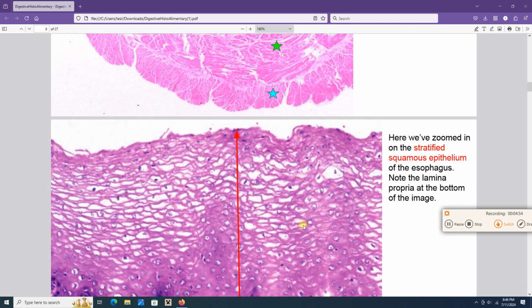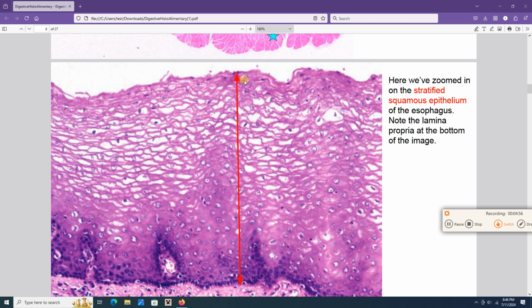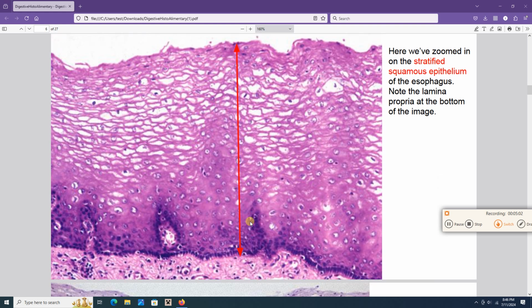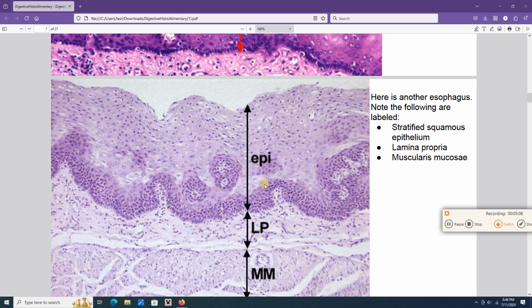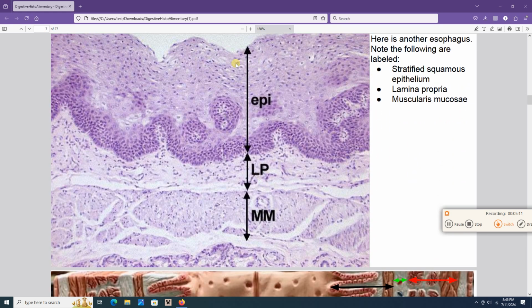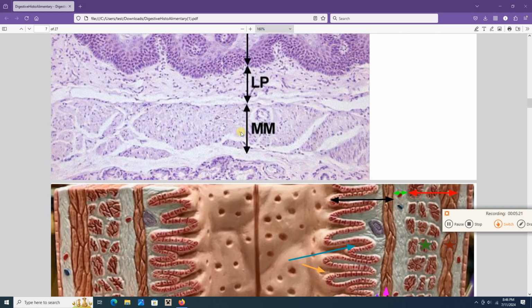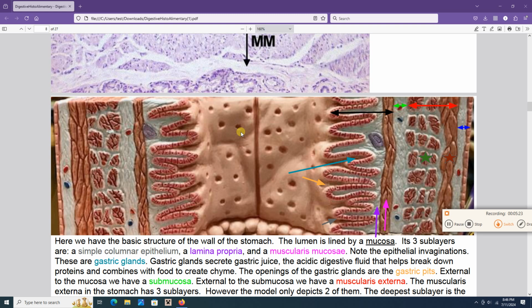All right, cool. Here's me zooming in on the stratified squamous epithelium. Learn to recognize stratified squamous epithelium because you're only going to see that in the esophagus for this particular upcoming exam. Here's another one. Nice stratified squamous epithelium, lamina propria. Really helpful when they have those abbreviations there. And there's the muscularis mucosae. And with that, we got one down, 3 to go.